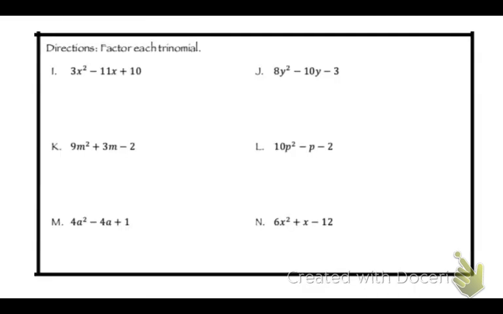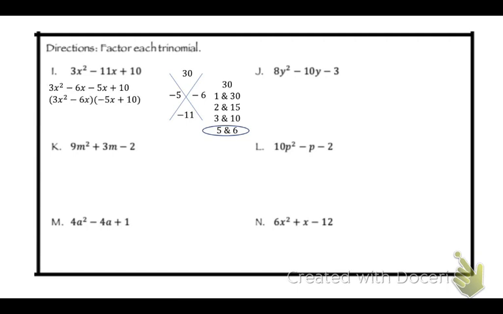Okay. Let's look at these ones. So 3 times 10 is 30. Negative 11 goes on the bottom. Now I have to see what multiplies to be 30, adds to be negative 11. That's negative 5 and negative 6. So that's 3x squared minus 6x minus 5x plus 10. Group them. We can pull out a 3x from those first two. I'm left with x minus 2. Pull out a negative 5. I'm left with x minus 2. So it's x minus 2 and 3x minus 5.